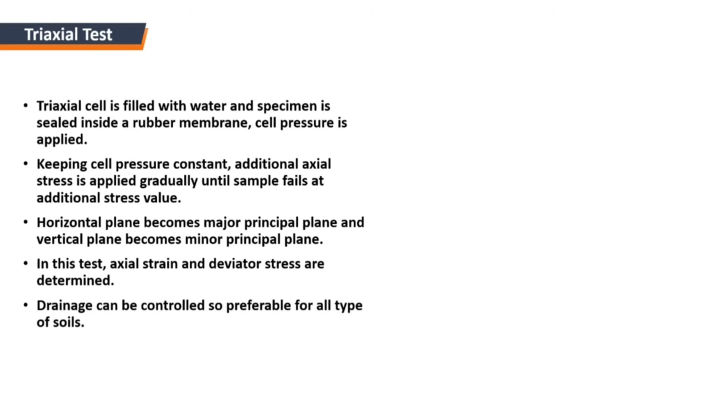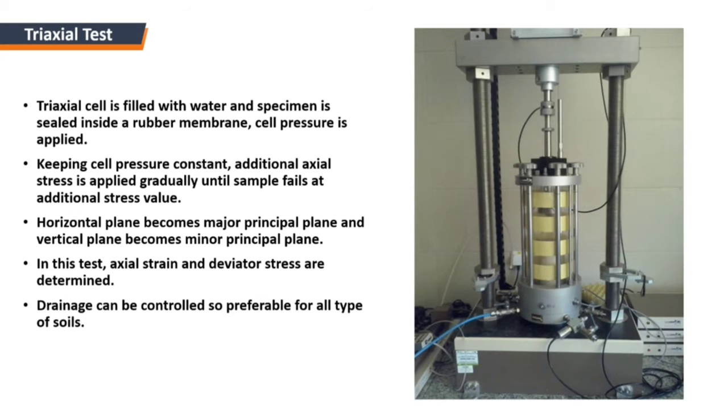The next test is the triaxial test. This is for all types of soil, because here we can also control the drainage. So the triaxial cell is filled. Actually there are 2 types of stresses. The one is cell pressure. The cell pressure is applied from here and as well as from here. It means the cell pressure is applied from all 4 sides, and one additional pressure is also applied.